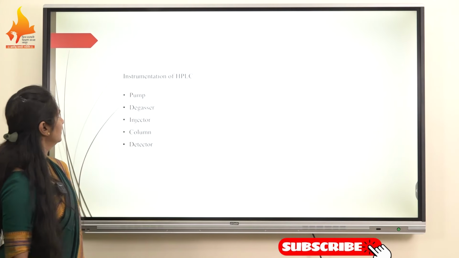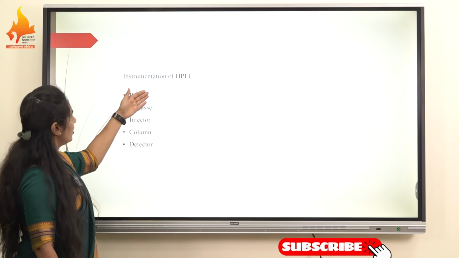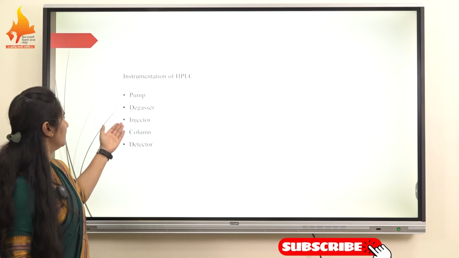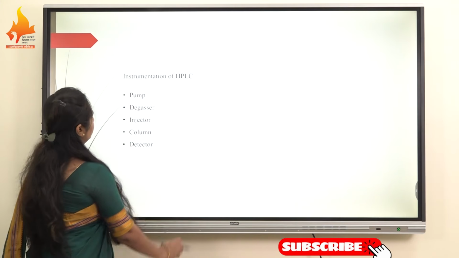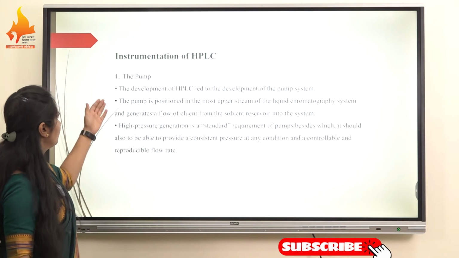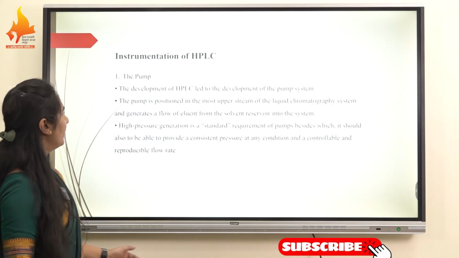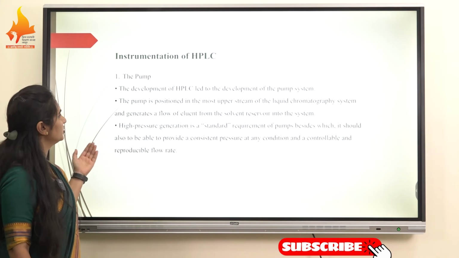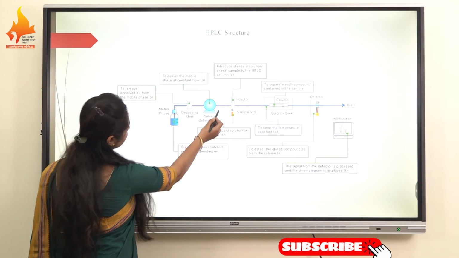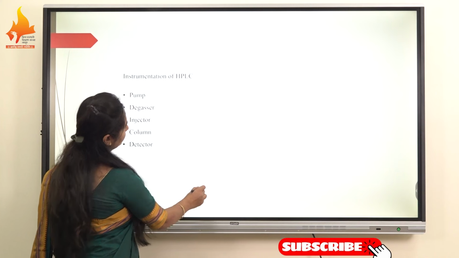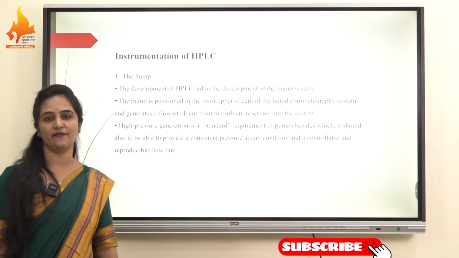Next, these are the instrumentation of HPLC. First is the pump, then the degasser, then the injector, then the column, and then the detector. We will see them one by one. First is the pump. The development of HPLC led to the development of the pump system. The pump is positioned in the upper stream of the liquid chromatography. This system is used to generate the flow of eluent from the solvent reservoir system.